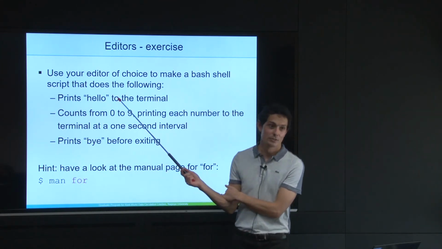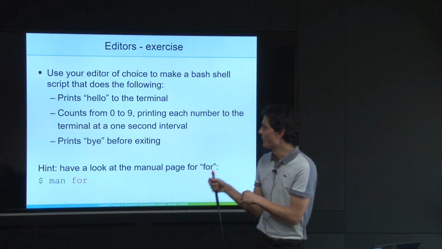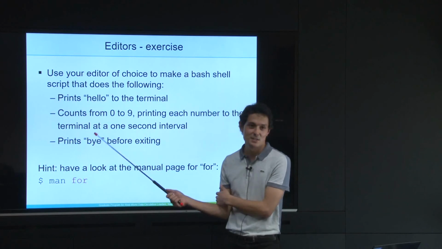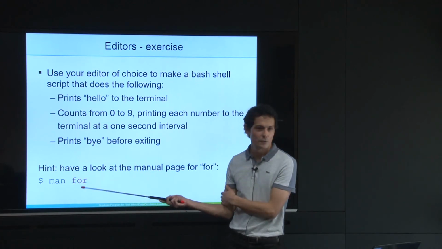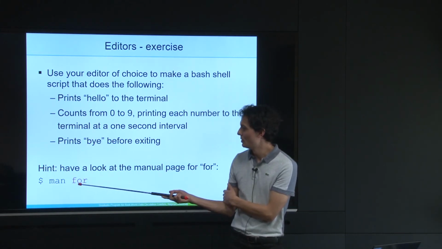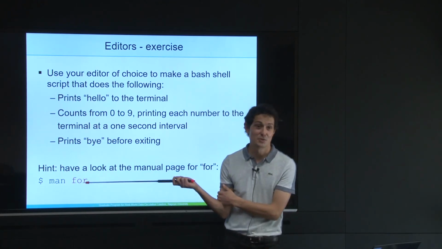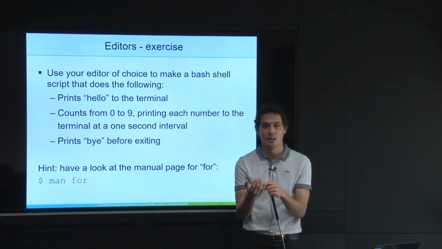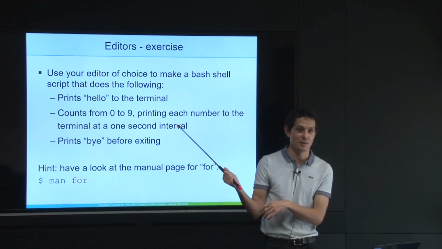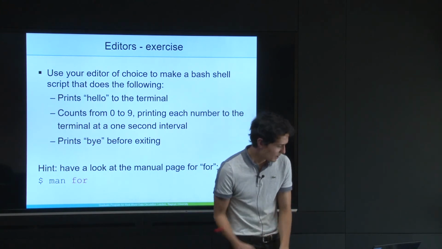So printing stuff is just echo. You know how to do that. So in your script file, it will just be echo hello. Then the next line is where it gets interesting. The hint is, which will give it away, man for. You've used for loops, right? You used for loops probably yesterday, I think. Yeah, for MATLAB, I think you would have probably done for loops. Bash has for loops too. So a for loop can go from 0 to 9, and then print that number with echo, then sleep for 1 second. So that's a little exercise for you.